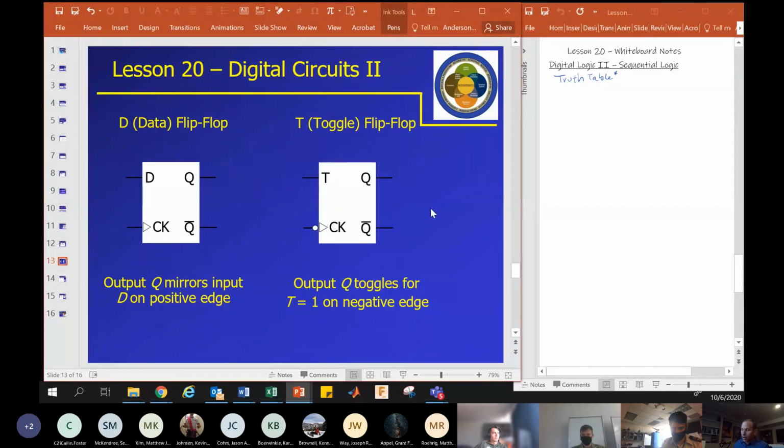Okay, these are very simple devices. This is a D flip-flop, a data flip-flop. This is what I showed at the beginning of the lesson. It just transfers the input to the output on the positive clock pulse. A toggle flip-flop is very similar to that.